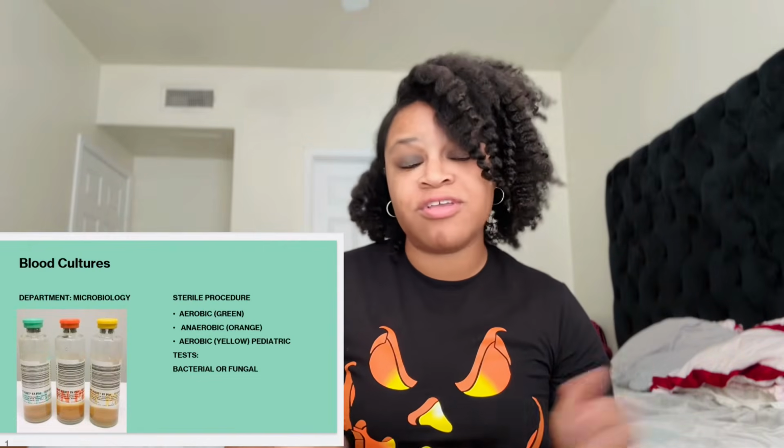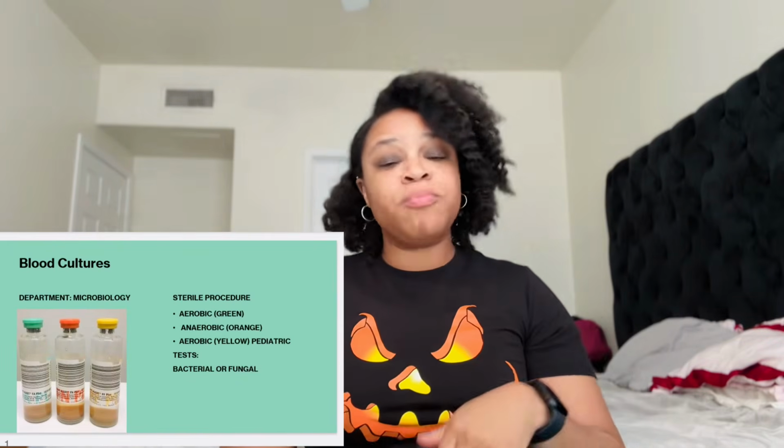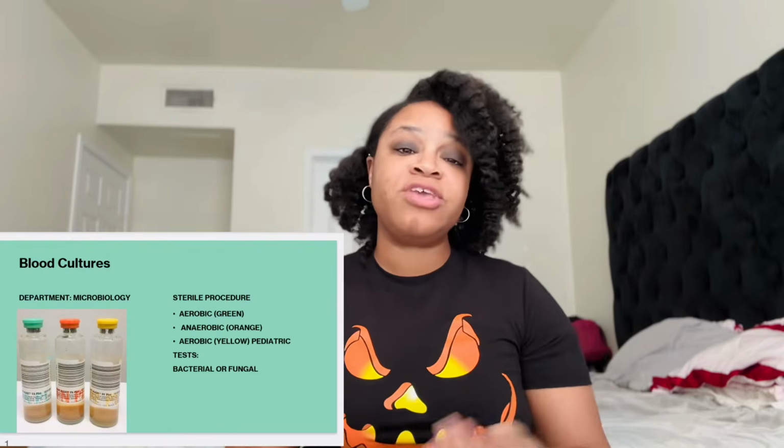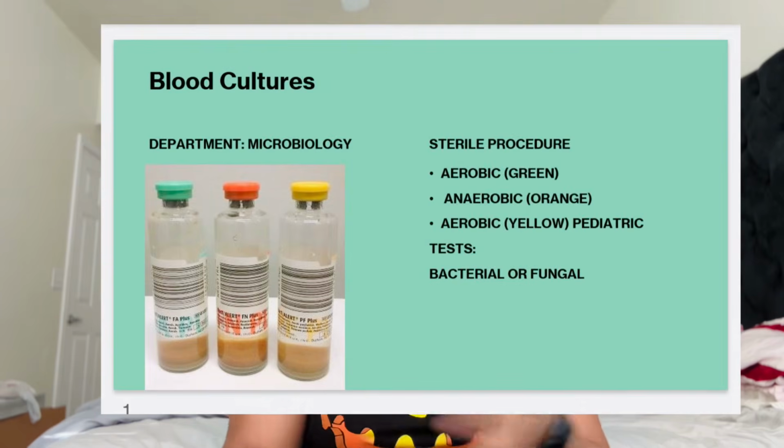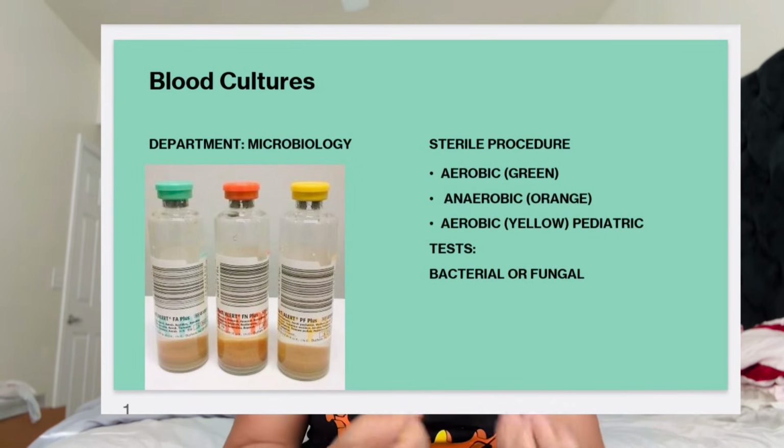So the first top tier of the order of draw is your blood cultures. Blood cultures head to the microbiology department. Blood cultures are used to see if a patient has a bacterial and/or fungal infection. With your blood cultures, you will have to perform a sterile procedure before you stick your patient. You will learn all of that in your training. You will also go through the flow of how to be prepared for a blood culture draw. Sometimes when you get hired, they will teach you on the job during your training.